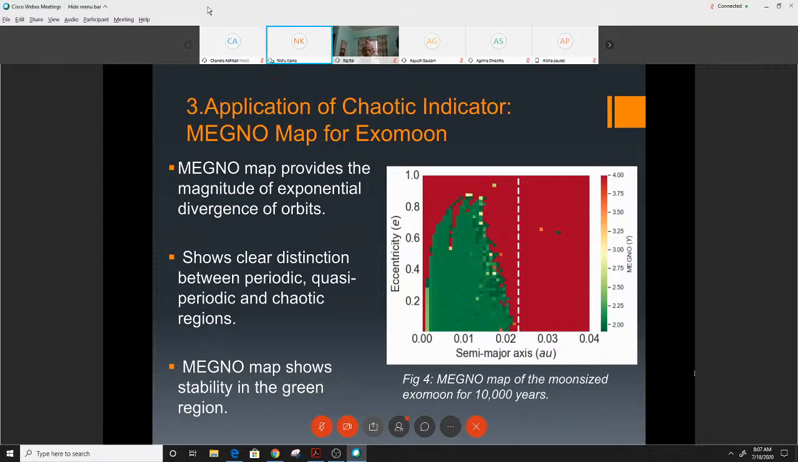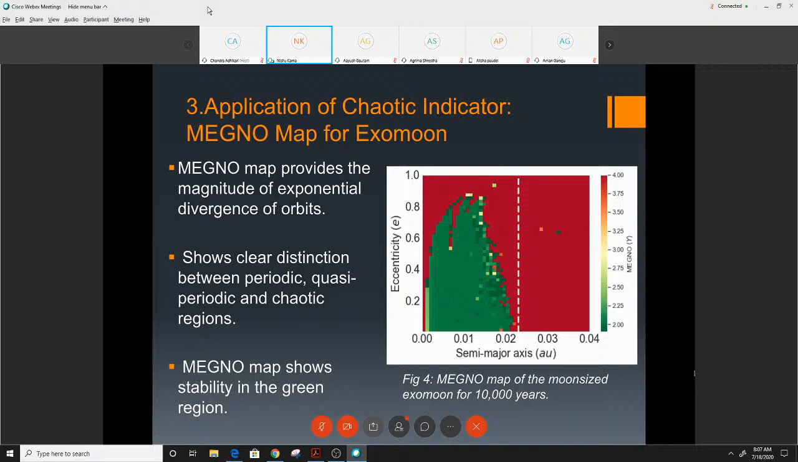Now, the numerical tools used to distinguish between these regions are known as chaotic indicators, and MEGNO is one of them. MEGNO technically provides the magnitude of exponential divergence of orbits, and we choose MEGNO over other indicators because it is easier for us to visually distinguish between stable and unstable regions.